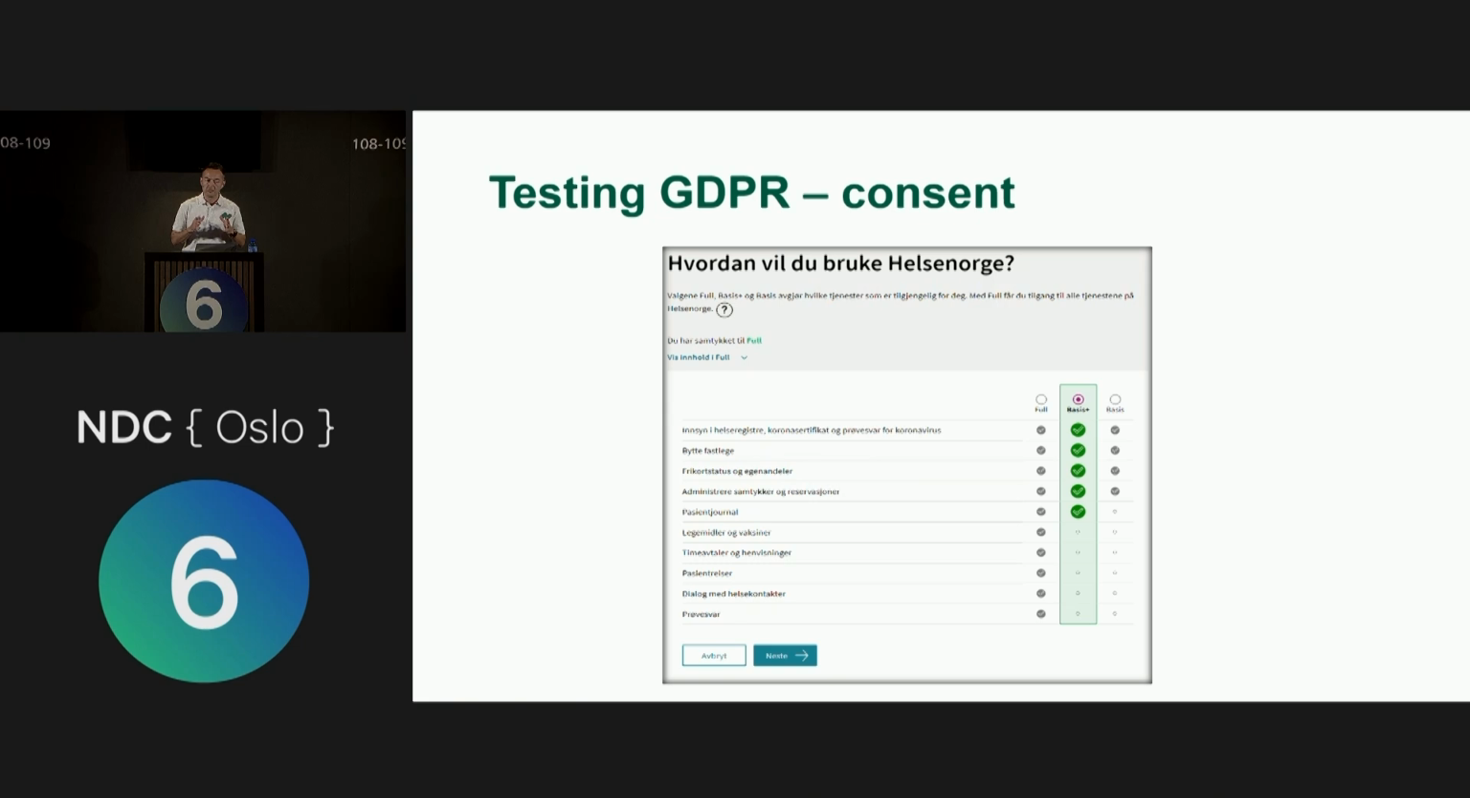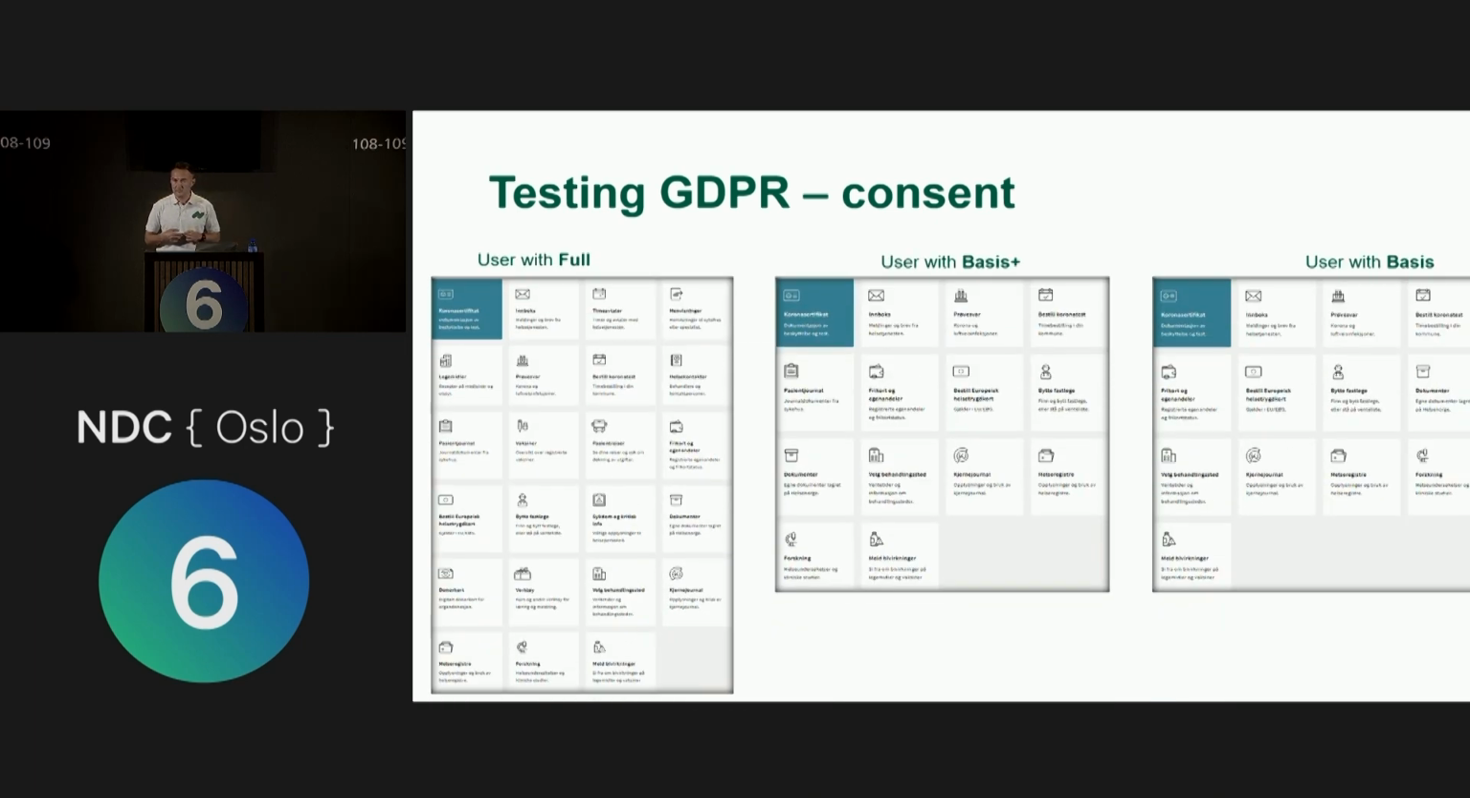his data. So when we have 3 levels of consent, it gives flexibility to the user, because some people are maybe more optimistic about having their health information on the internet, and others are more conservative. So depending on their needs, they can choose which level the user wants. Okay, this is an example of a user with 3 consent levels: full, basis plus, and basis.